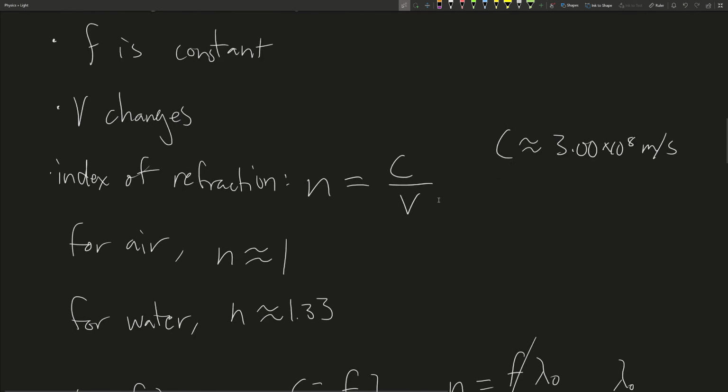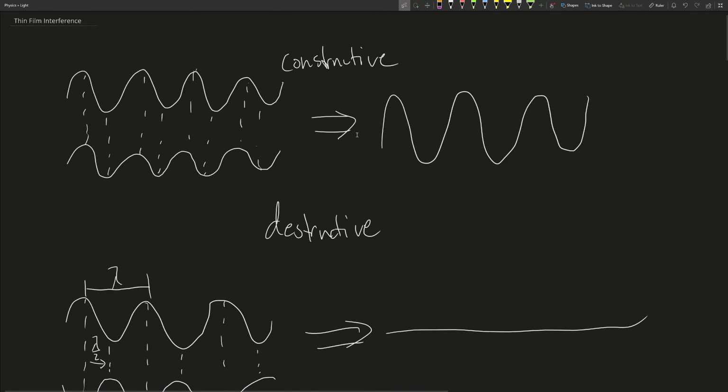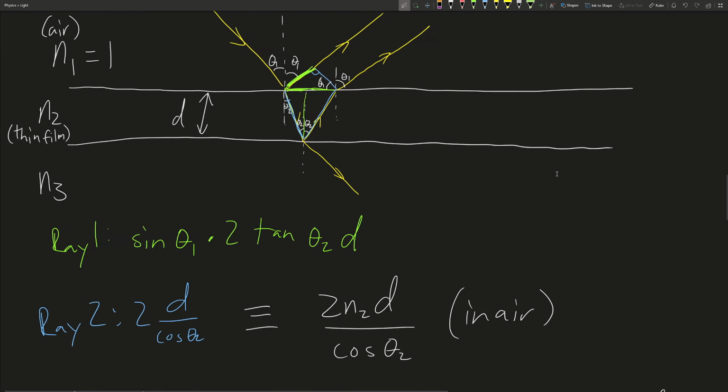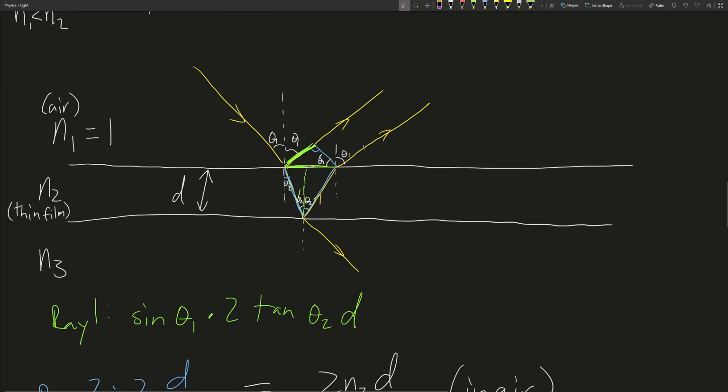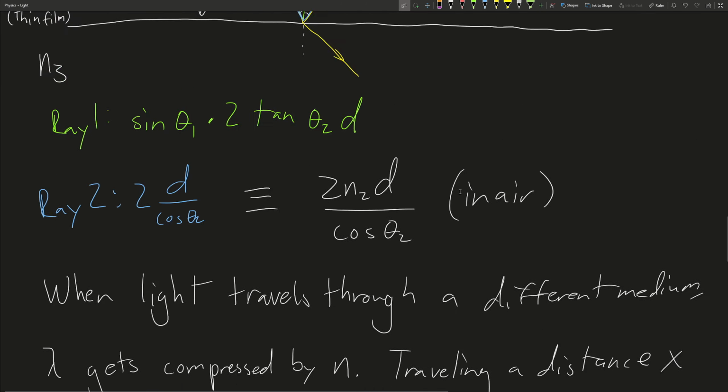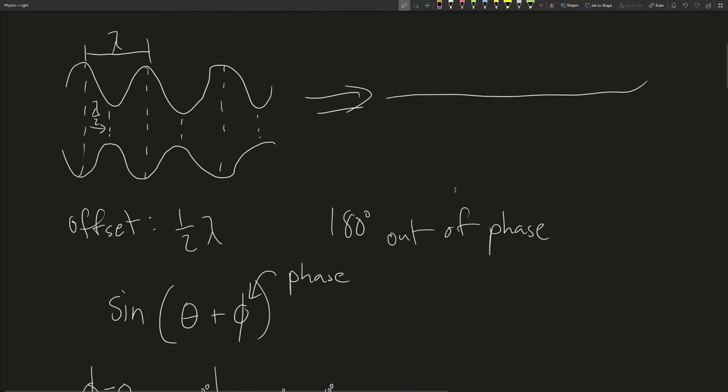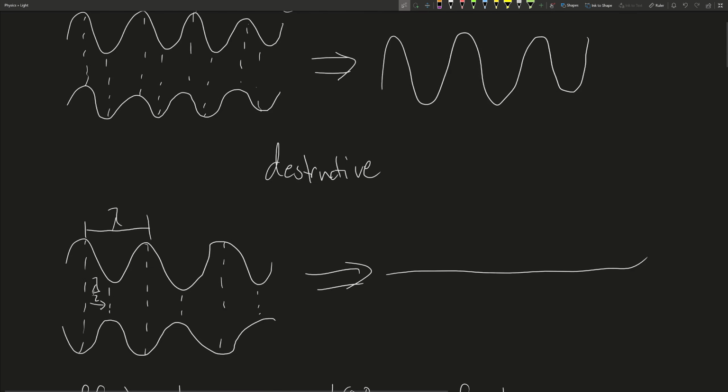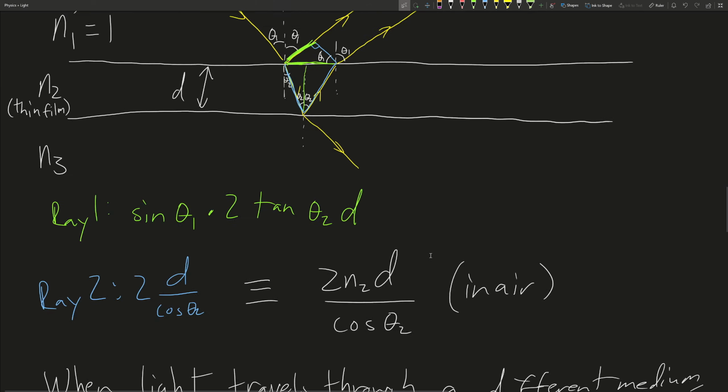And so we see that if this offset is one wavelength, or an integer multiple of the wavelength, then these two rays will line up, and it'll constructively interfere. Or if the offset is half a wavelength, it'll destructively interfere.